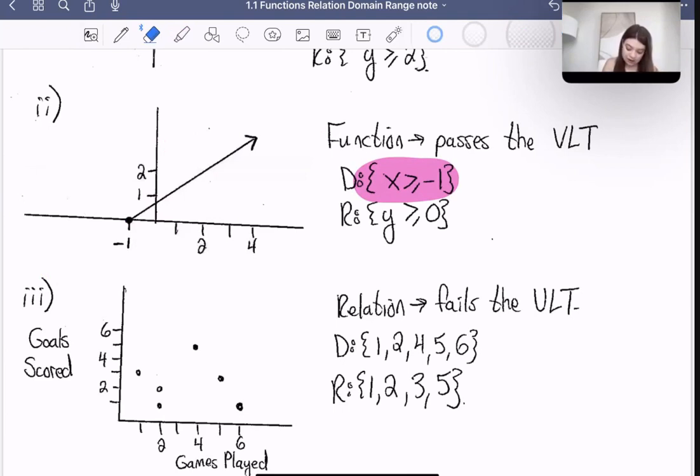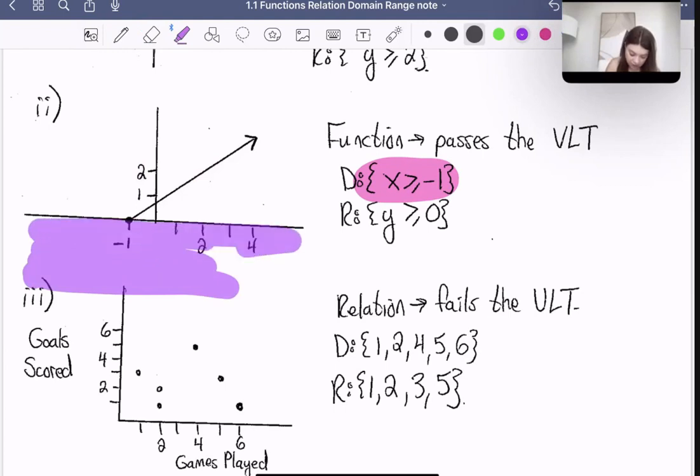As for range, let's start on the bottom and see where we get to. So down here we've got nothing, nothing, nothing, nothing, nothing.